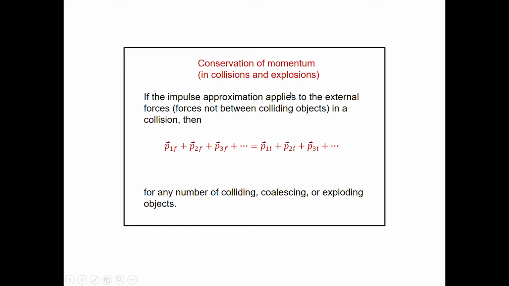As long as the impulse approximation applies, in other words, we have a very quick collision and the other forces that are non-contact forces between different objects don't impart significant impulses to the objects, then the total initial momentum equals the total final momentum. We call that conservation of momentum because conservation means something doesn't change over time. In this case, the total momentum doesn't change. So this applies to a bunch of objects colliding and then going away from each other, or maybe they all collide and stick together, or maybe they were stuck together in the initial state and they explode apart into a bunch of pieces. All of those have to do with the conservation of momentum.